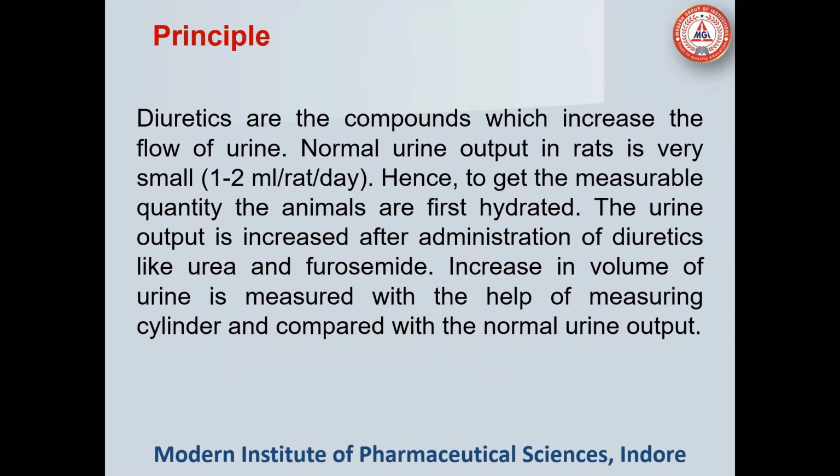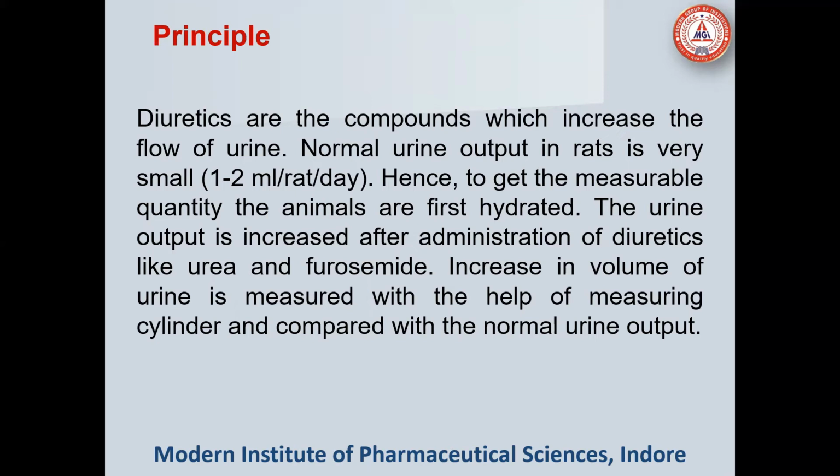What is the basic principle of this experiment? As we know, diuretics are the compounds which increase the urine output. Normal urine output of rats is 1 to 2 ml per day. Hence, the measurable quantity of the animal should be first hydrated. The urine output is increased after the administration of various diuretics like urea and furosemide. Increase in the volume of urine is measured with the help of measuring cylinder and compared with the normal urine output of the rat.